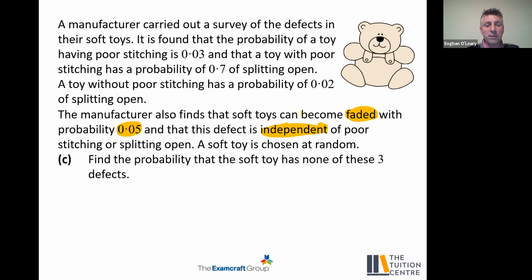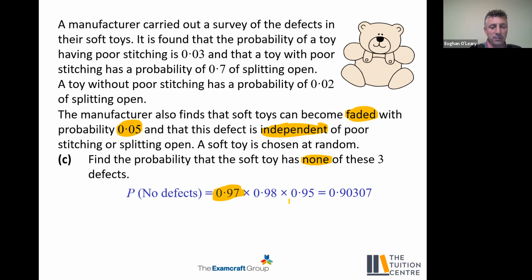A soft toy is chosen at random. Find the probability that the soft toy has none of these 3 defects. So therefore, it has good stitching, it does not split open, and it does not fade. The probability that it fades is 0.05, and the probability that it does not fade is 0.95. So the probability of no defects is 0.97, the probability that it had good stitching, times 0.98, the probability it does not split open if it has good stitching, times 0.95, and we get our answer of 0.90307. 5 marks for that.